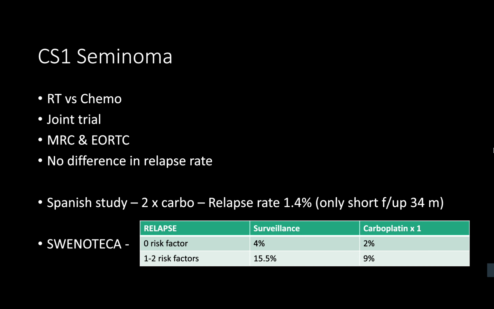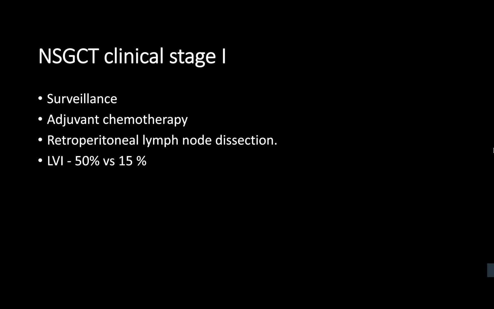I'm taking you to a different scenario now. What if the clinical scenario is non-seminomatous germ cell tumor, clinical stage 1? What are the treatment options in such a case? So in this case, the rate of relapse is a little bit higher. If the patient has no risk factor and he is motivated and compliant, we can offer him active surveillance. If the patient has a risk factor, then the option of treatment is to give a single dose of BEP, which is bleomycin, etoposide, and cisplatin.